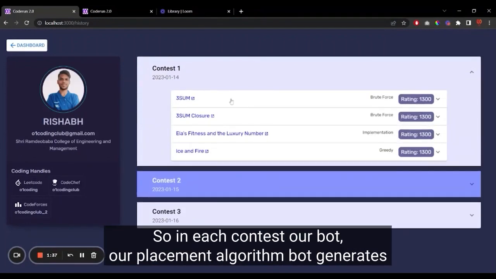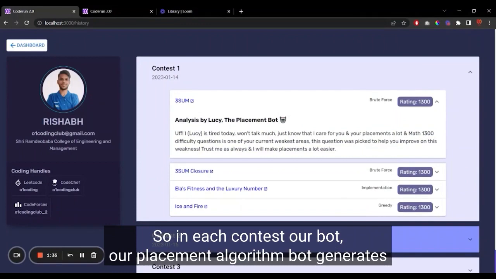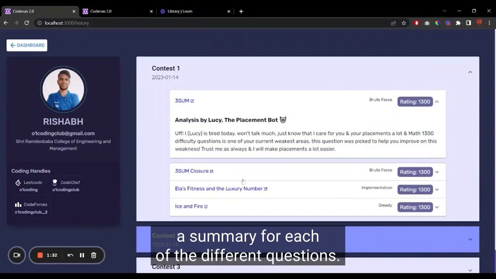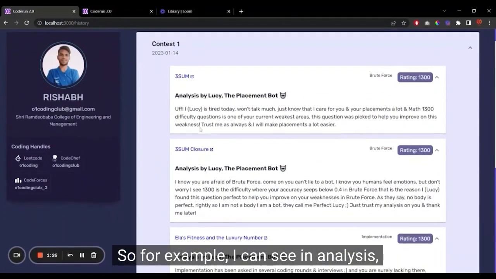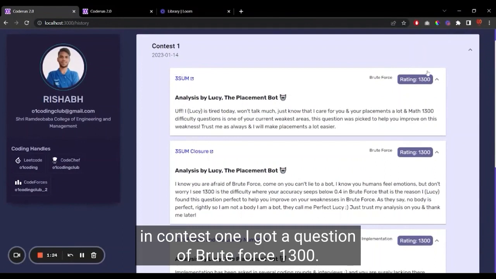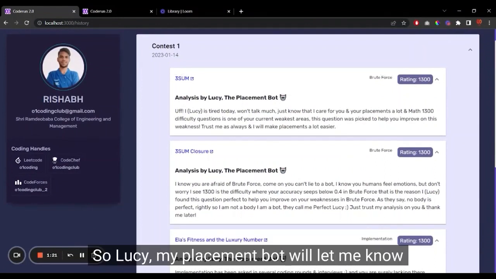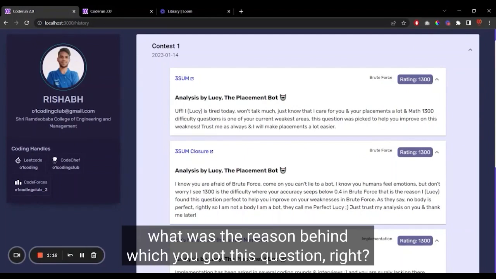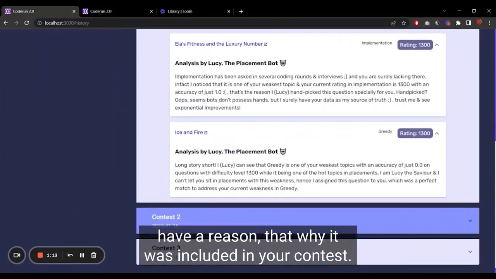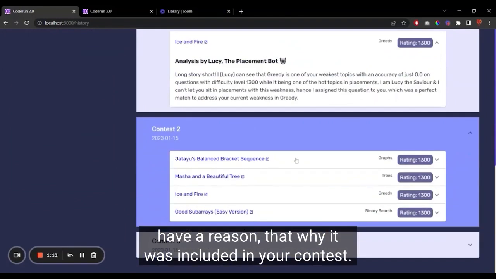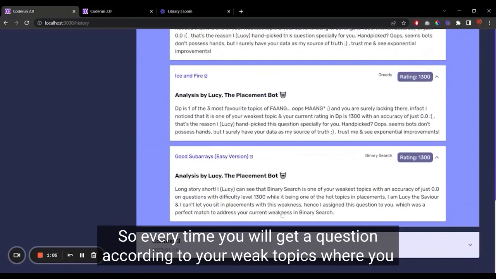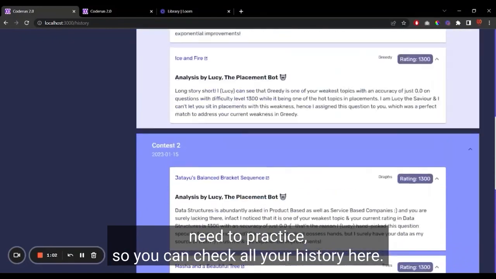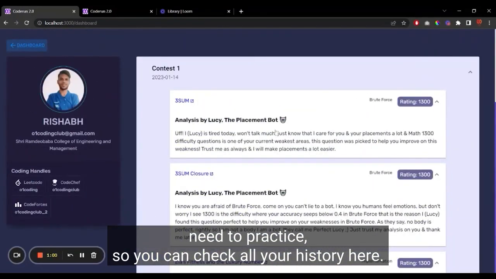In each contest, our placement algorithm bot generates a summary for each of the different questions, explaining why this question was important for you and why you got it. For example, in the analysis of contest 1, I got a brute force 1300 question. Lucy, my placement bot, will let me know the reason behind which I got this question. For each question, you will have a reason why it was included in your contest. As I told, these contests are personalized for everyone and not the same. Every time you will get a question according to your weak topics where you need to practice. So you can check all your history here.